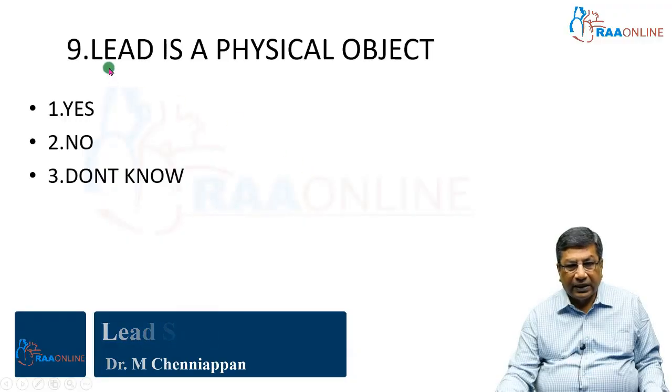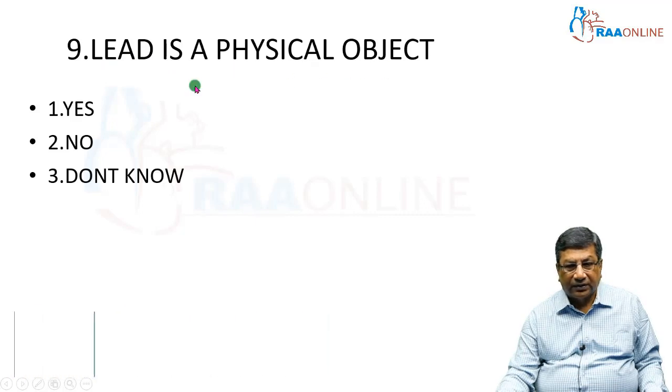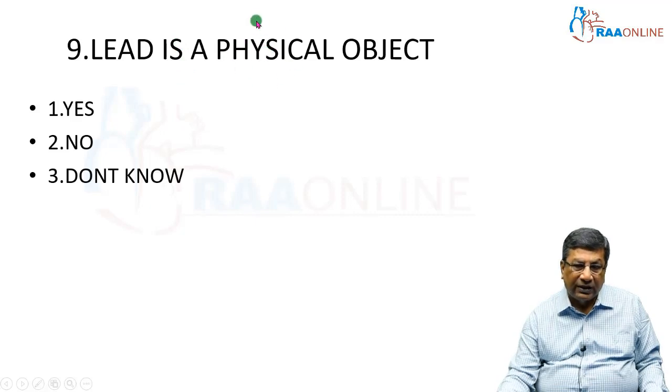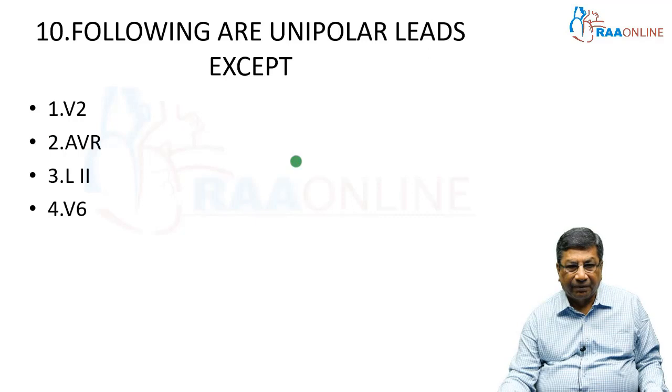So the first question I am asking is: is a lead a physical object? Yes, no, don't know. The right answer is, the lead is not a physical object. An electrode is different from a lead. A lead is an imaginary line through which you are measuring the electrical activity of the heart. So the answer is no, it is an imaginary line.